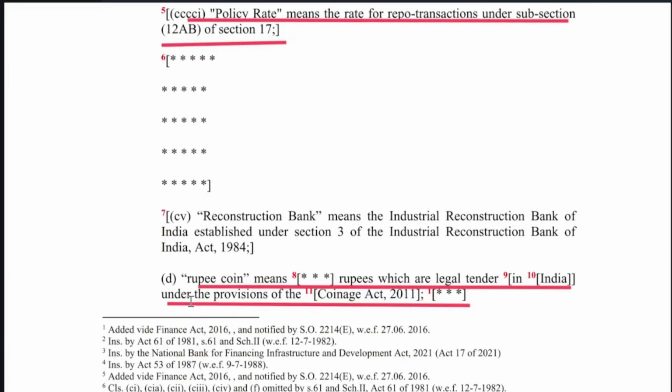Let's move further. Rupee coin, the legal tender that we find in terms of coins that are part and parcel of the economic transactions that we encounter every now and then. It is defined as rupees which are legal tender in India under the provisions of the Coinage Act 2011, meaning the coins in circulation also have legal backing, and that legality is provided through the Coinage Act 2011.